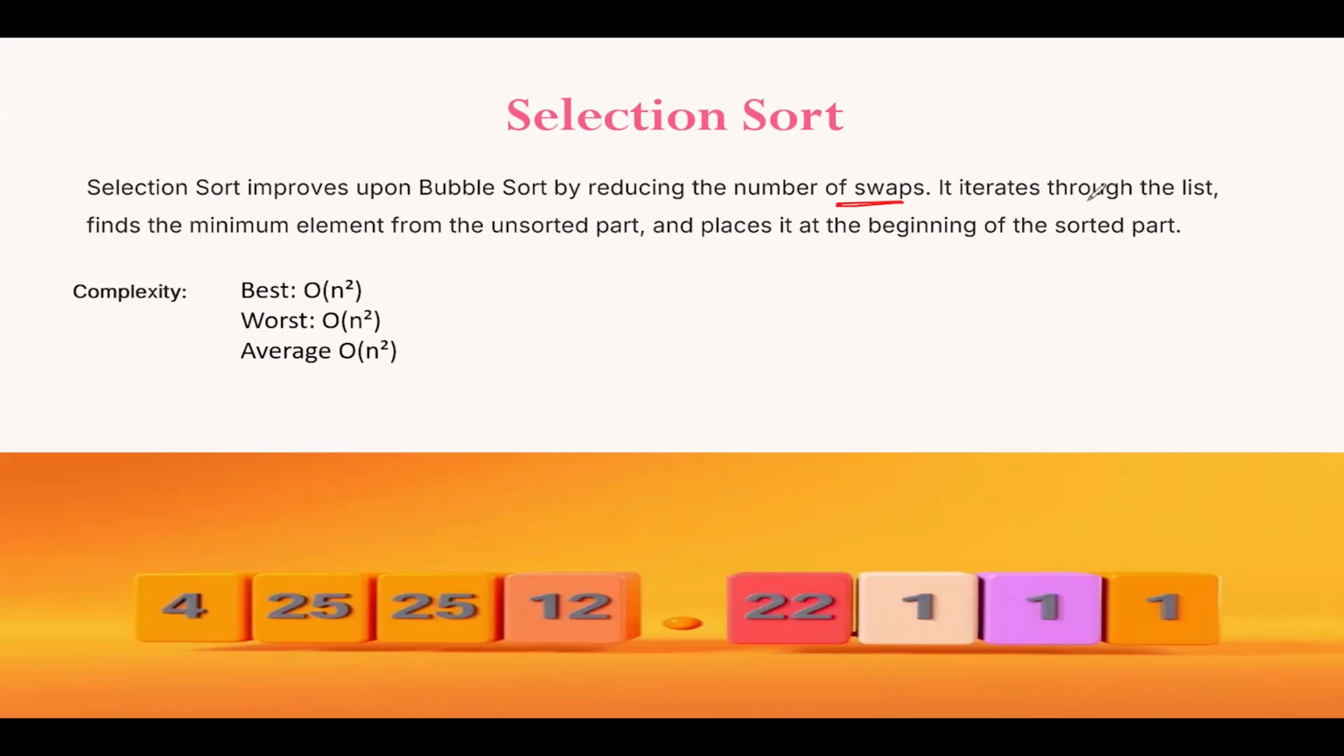It iterates through the list, finds the minimum element from the unsorted part and places it at the beginning of the sorted part. Okay. Here the best case, worst case, and the average case remain same. It is all order of n squared. So that is your selection sort.